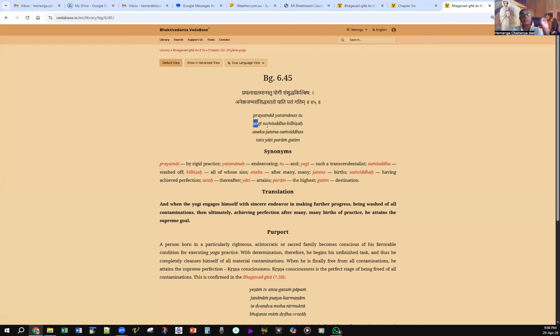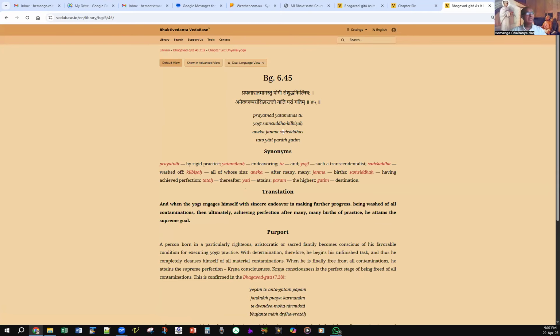Yogi samshuddha, and with that endeavor, what happened? Samshuddha, not shuddha. Shuddha refers to pure, samshuddha refers to completely pure. Completely pure of what? Kilbisha. Kilbisha is also used many times in Bhagavad Gita. Kilbisha refers to sin. So all the contamination is gone with his sincere endeavor. He has become completely pure. Aneka janma, it may take many births, not one janma only.